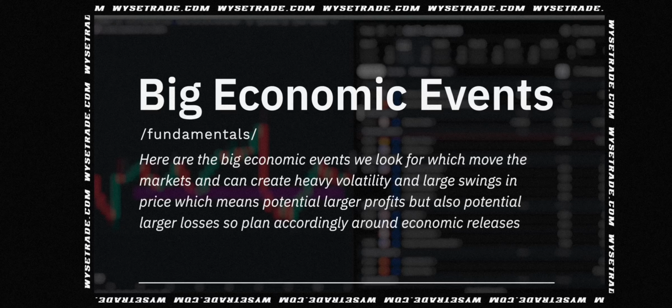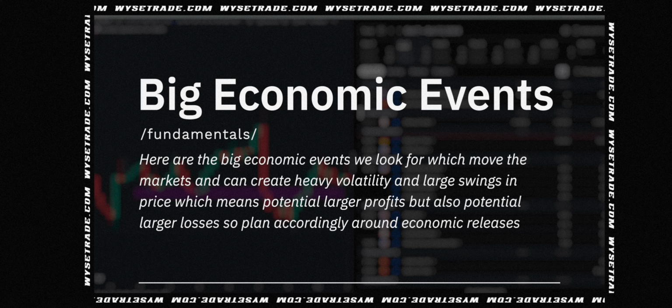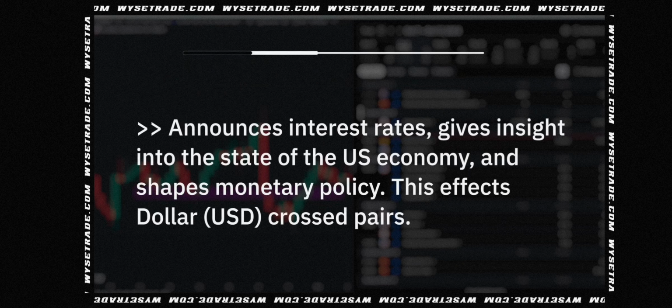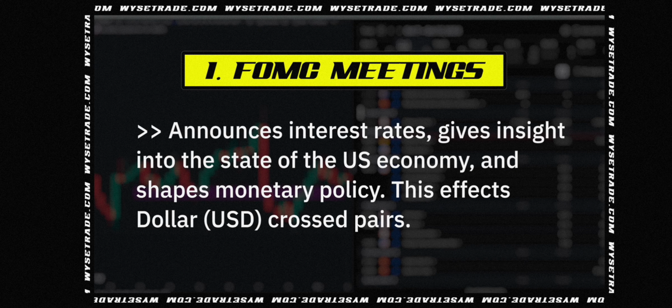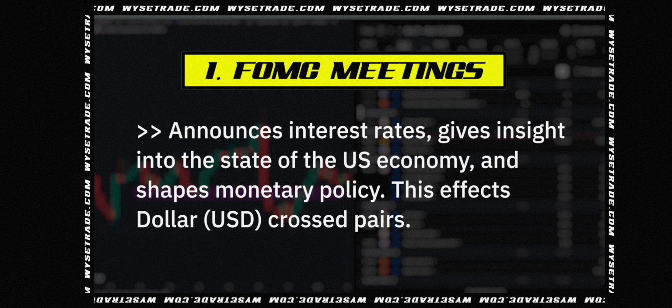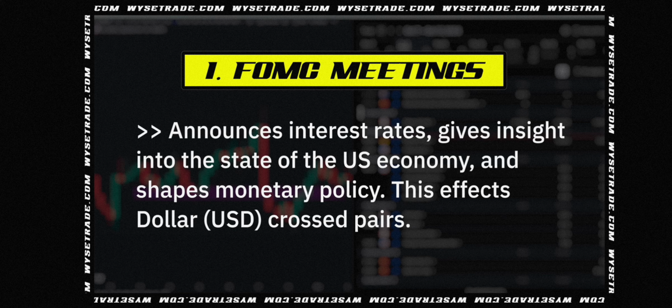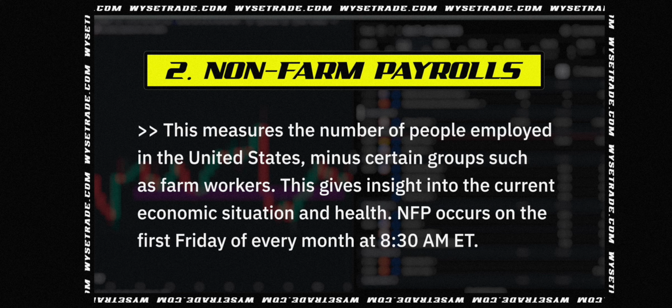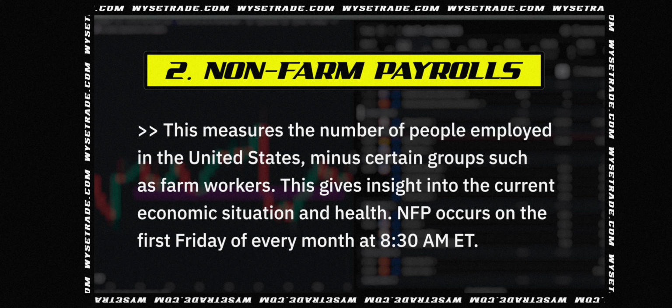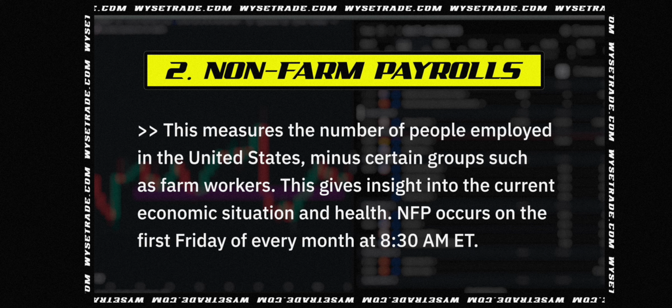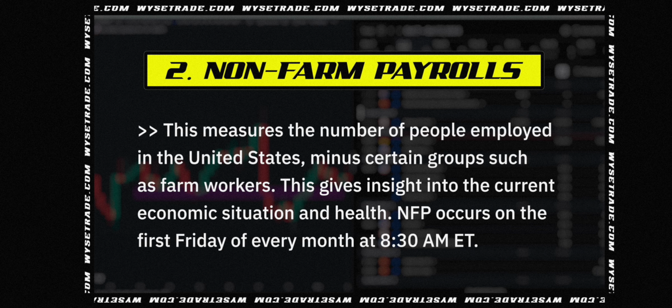Now, here is a list of the big economic event releases we look at, which heavily move the markets. FOMC meetings, which involves interest rate announcements for the US economy and gives insight into the state of the US economy and shapes monetary policy. This affects the dollar-crossed pairs. Non-farm payrolls. This measures the number of people employed in the United States, minus certain groups, such as farm workers. This gives insight into the current economic situation and occurs on the first Friday of every month.